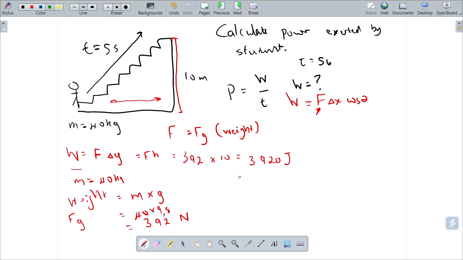Now to find the power, this is ultimately what we want to calculate. The power is the work divided by the time, which is 3,920 divided by 5, and 3,920 divided by 5 gives us a value of 784 watts.